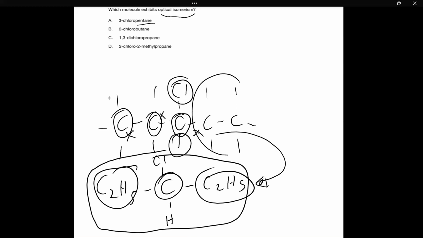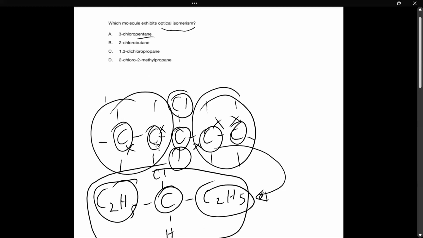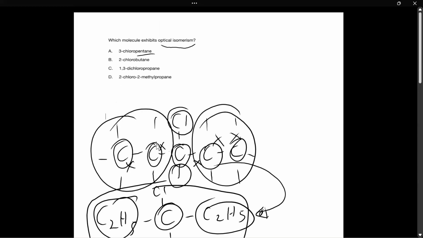Because this side is the same as this side, these two carbons are not going to be chiral either, meaning that this whole molecule does not have any chiral centers in it. And that means that it cannot exhibit optical isomerism. So A is out of our options.